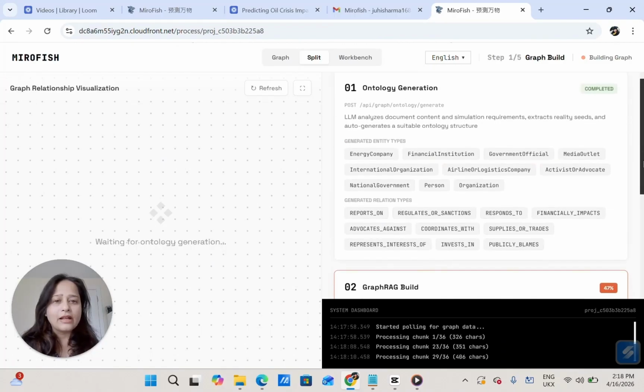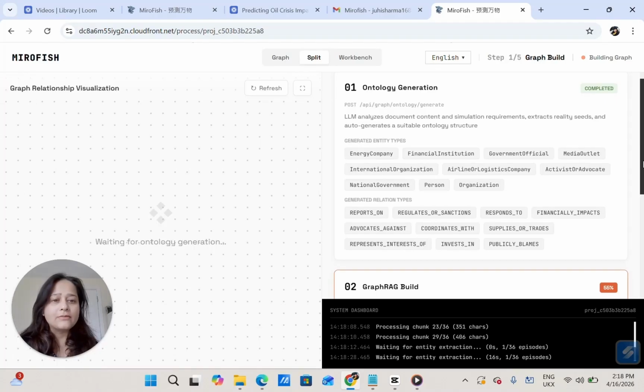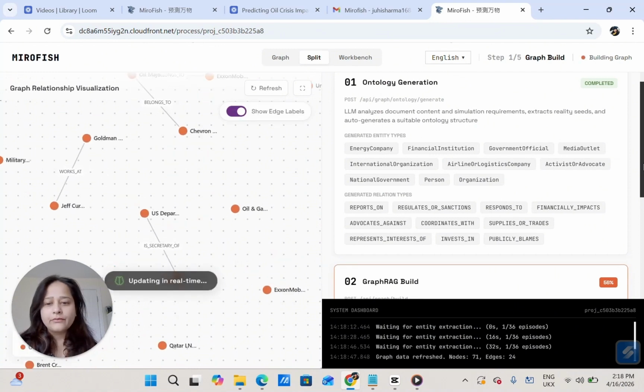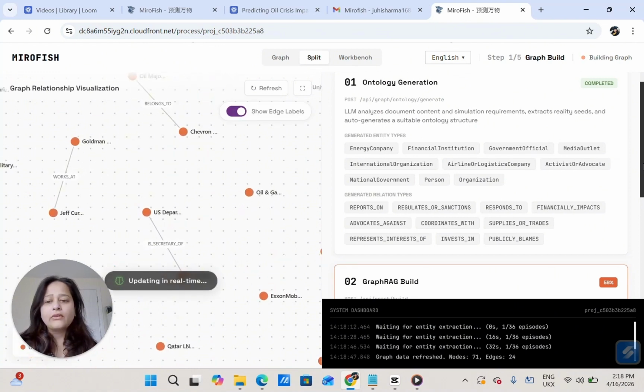There are different entity types like energy company, financial institutions, government officials, media outlet. These are the entities who have the most impact because of the crisis and how each and every company will react. The relation types you can see down as well. So this is ontology, basically the skeleton of reality. The simulation will be built on it. Think of it like before you can build a city, you lay the foundation.